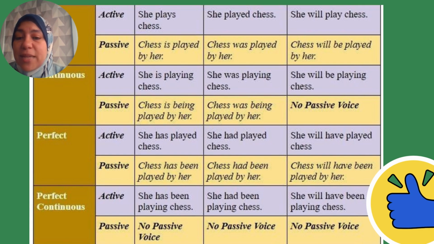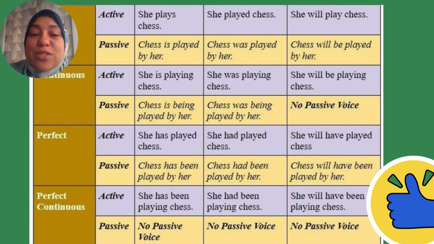Okay, she has played chess. Chess has been played by her. She had played chess. Chess had been played by her. And last one, she will have played chess. Chess will have been played by her. Last, perfect continuous here: she has been playing chess. She had been playing chess. She will have been playing chess, and it's for you.